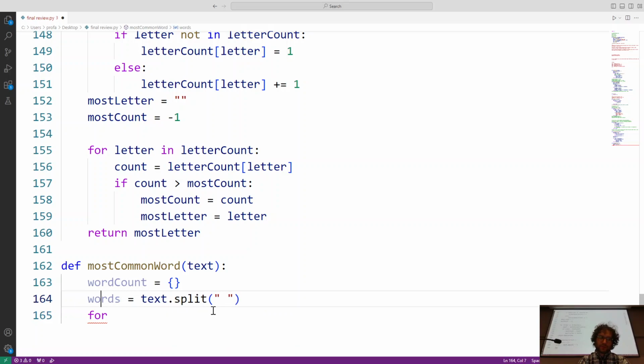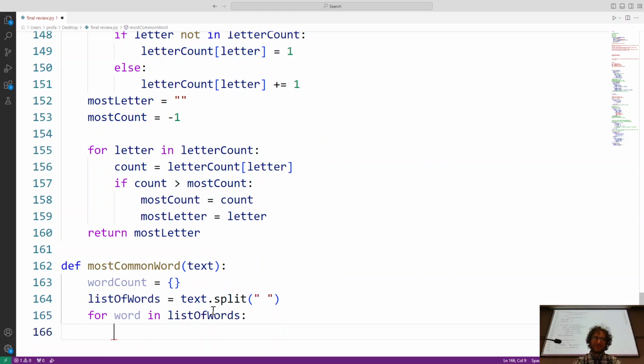Call it word. Here we go. I'll call it list of words just to make it easier to read, believe it or not, for the next word. For word in list of words. That's why I went ahead and added more to the variable.